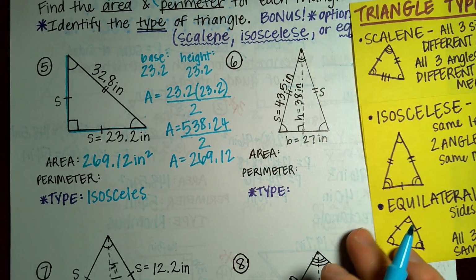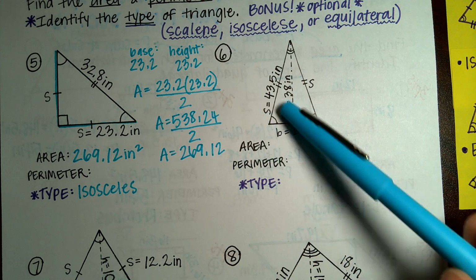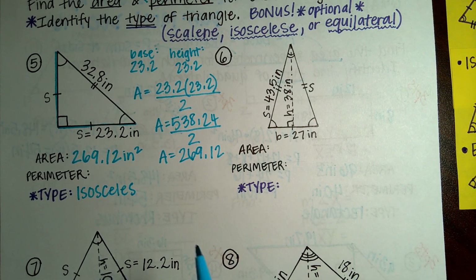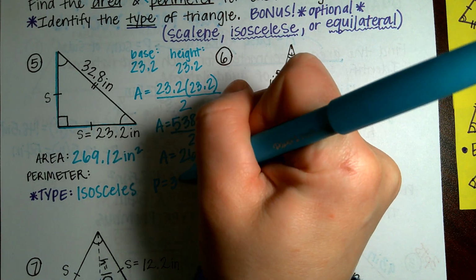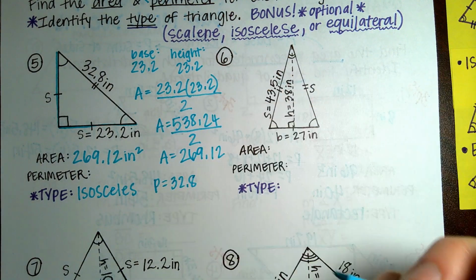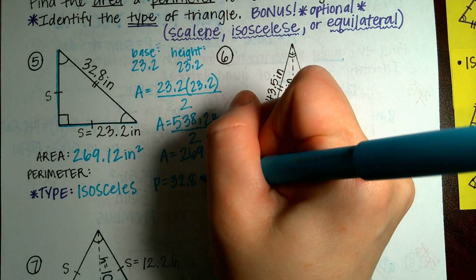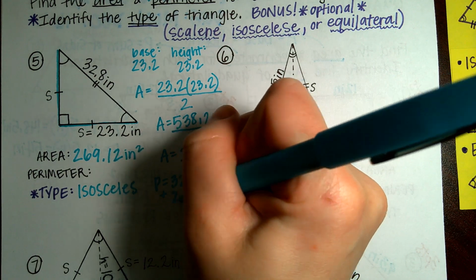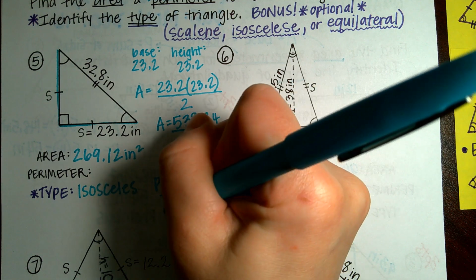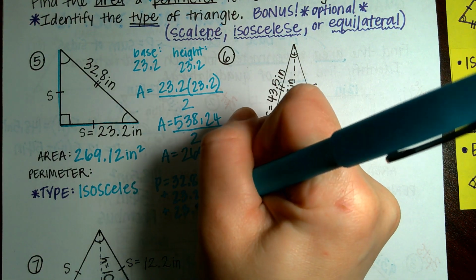Okay, and then last question that I'll have us do together, and then I'll let you go on your own for the rest of the 3 here. How do we find the perimeter? 32.8 plus 23.2 plus 23.2. So you're just adding all 3 sides together. 32.8 plus 23.2 plus 23.2.